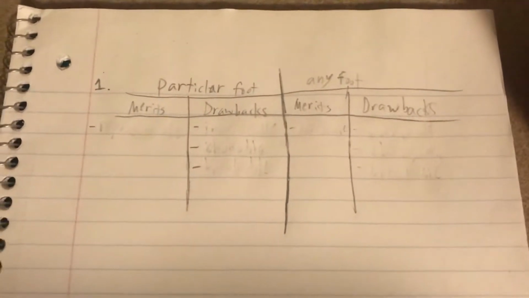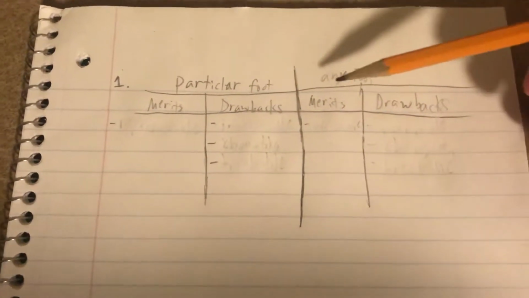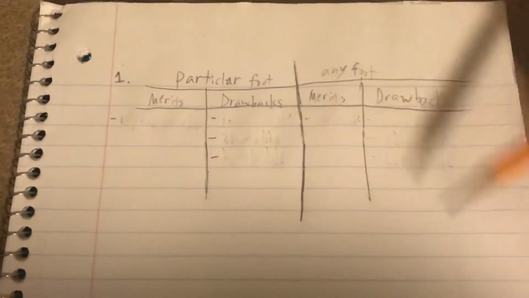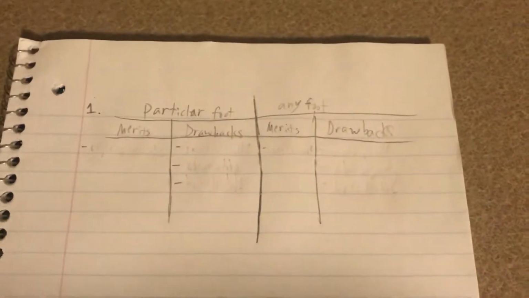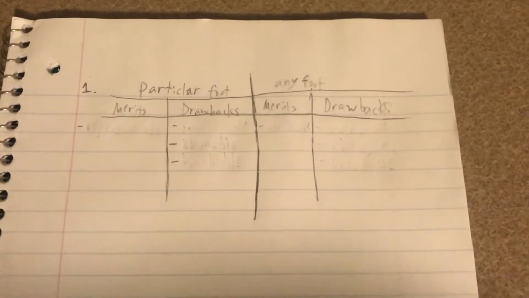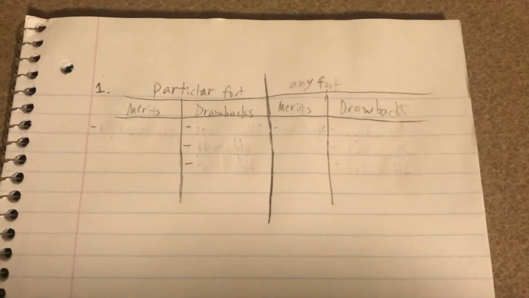Anyway, this first question I'll be going over asks, pretty simply, what are the merits and drawbacks of using a particular person's foot and any foot as a standard of measurement? Now what this means is it's basically referring to the pros and cons of a standard, meaning the measurement quantity is based on a specific object.